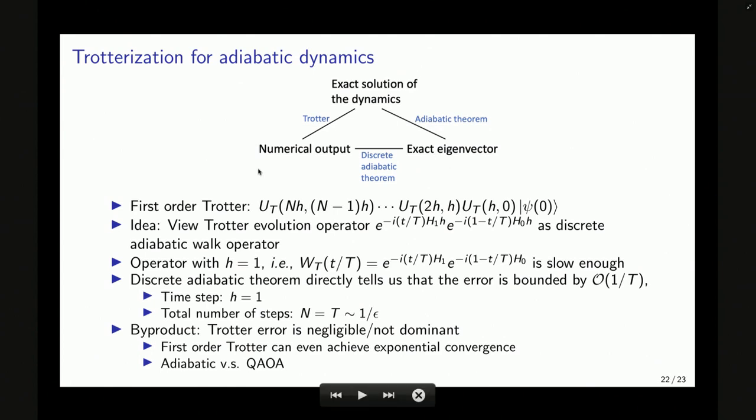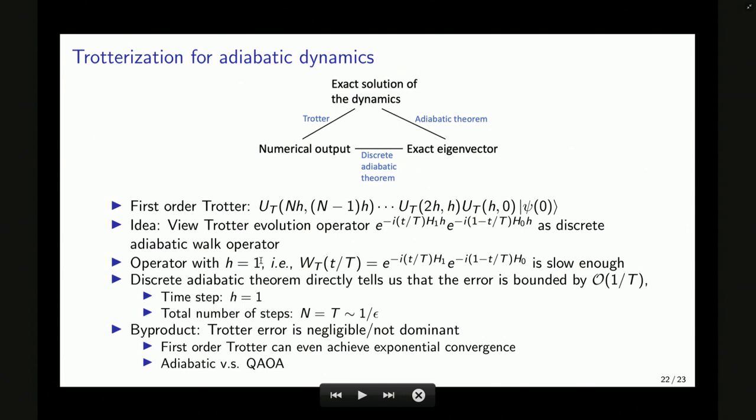The idea is that we look at the algorithm that we have: we use the first-order Trotter to discretize the dynamics. That is, we sequentially apply my short-time Trotter operator to my initial state. This is exactly in the form of the discrete adiabatic evolution. So now we view our Trotter evolution operator as the discrete walk operator. If this Trotter evolution operator can satisfy my assumptions, then the error can be directly bounded. For the assumptions, I will put the gap condition on the next slide. I would just like to describe the slow changing assumption.